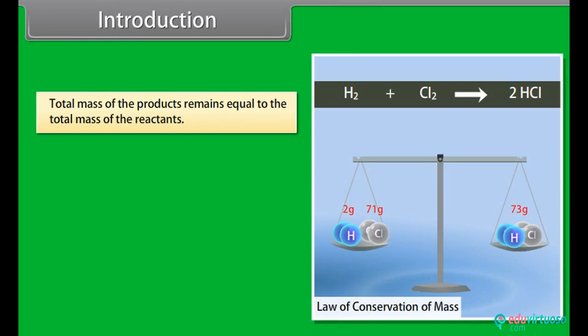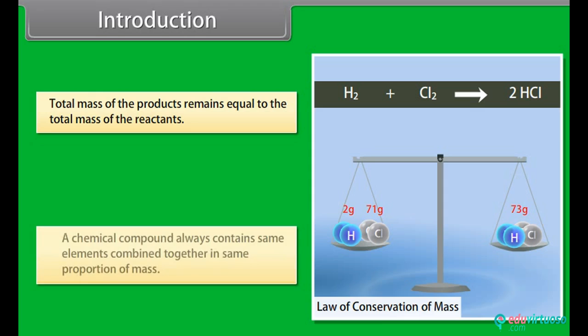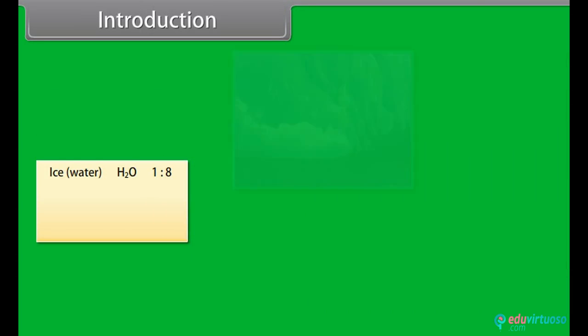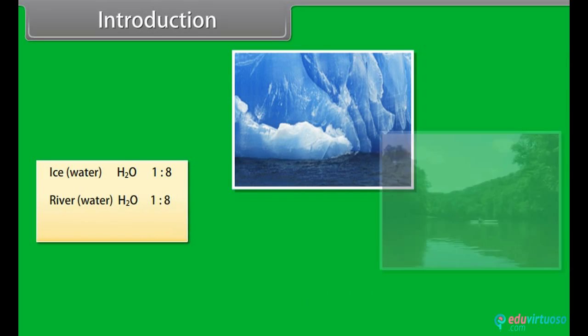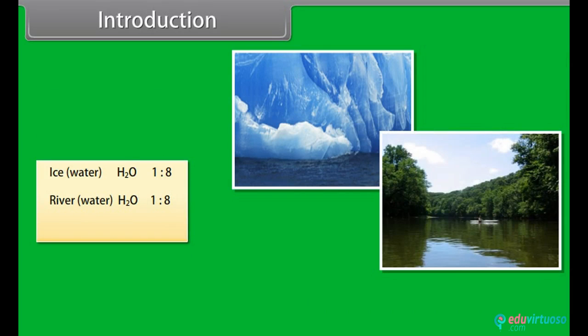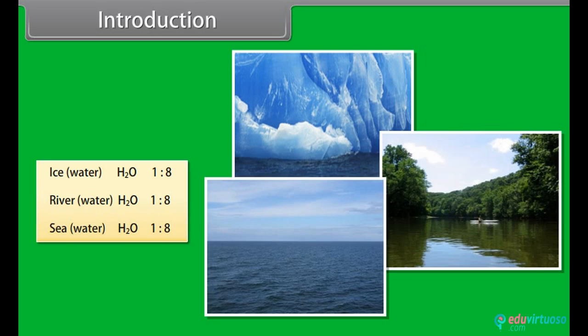Total mass of the products remains equal to the total mass of the reactants. H2 plus Cl2 gives 2HCl. A chemical compound always contains the same elements combined together in the same proportion of mass. Ice, H2O. 1:8. River, H2O, 1:8. Sea, H2O, 1:8.